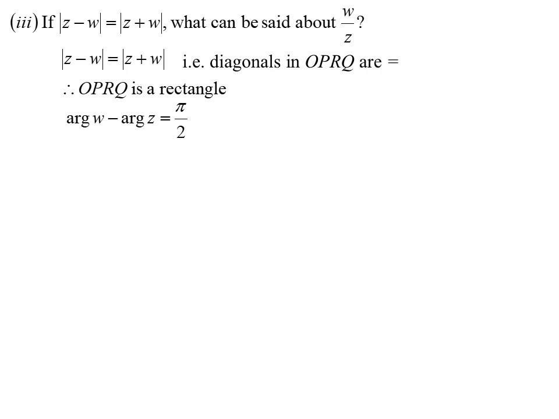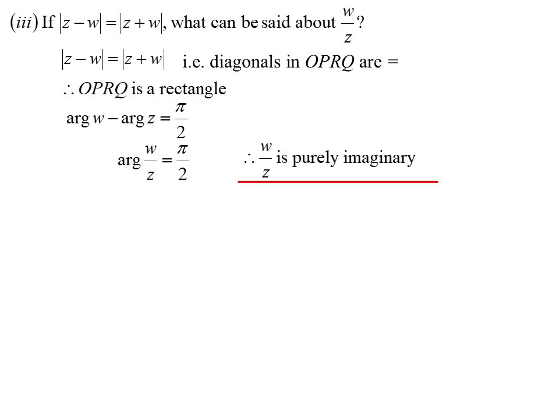be a right angle. So the argument of W minus the argument of Z must be, well, I'm using radians, pi on 2. But we saw when we play with arguments, subtraction is division. So the argument of W over Z, which is what we're interested in looking at, is equal to pi on 2. What does that tell me about W and Z? It must be purely imaginary.